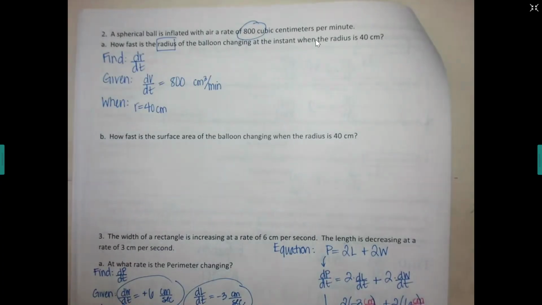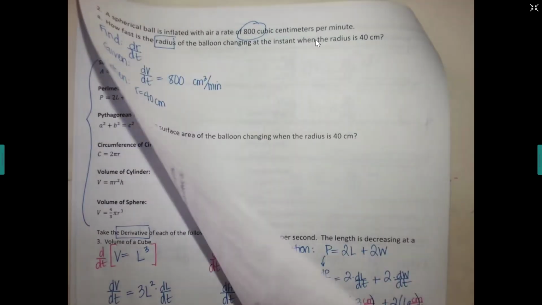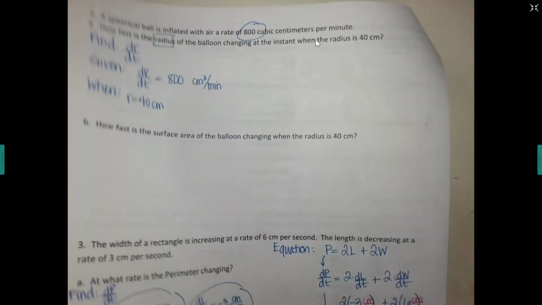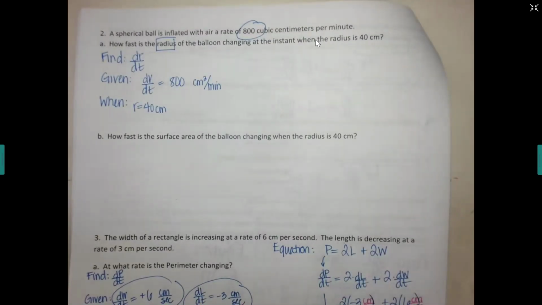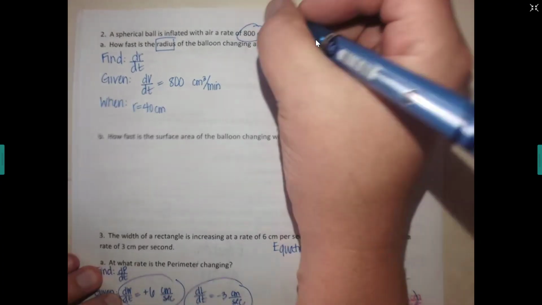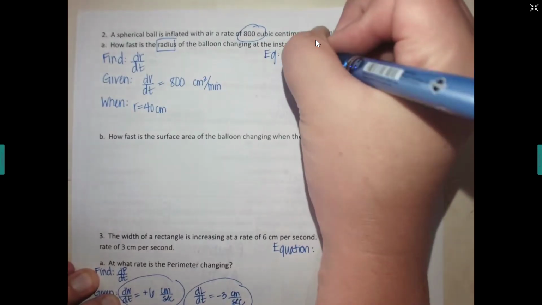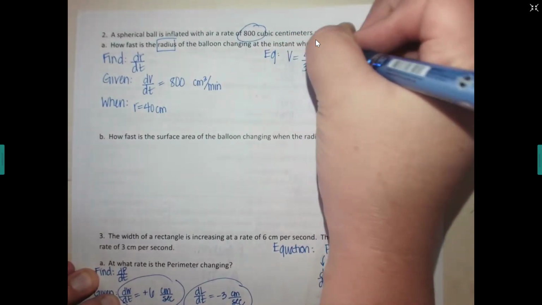Okay, so peek back one page to your little formula chart. Here's this number 4. Yeah, I knew it was in there. Okay, and then we're talking about a ball. So it's a sphere. So do you see the volume of a sphere formula right here? Okay, write it down. That's your equation. So it's 4/3 pi r cubed.